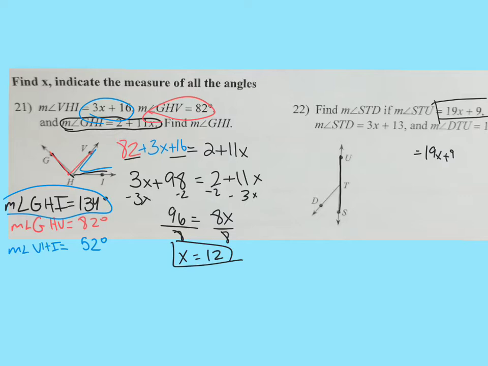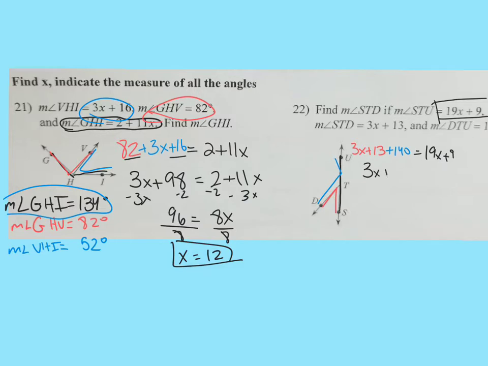We'll say STD, and that's going to be 3x plus 13. So I'm going to have 3x plus 13. And then I'm going to have a blue piece. The blue piece is UTD or DTU. DTU is going to be 140. So once again, the same exact concept. Red plus blue equals black. Now I'm going to solve my problem.